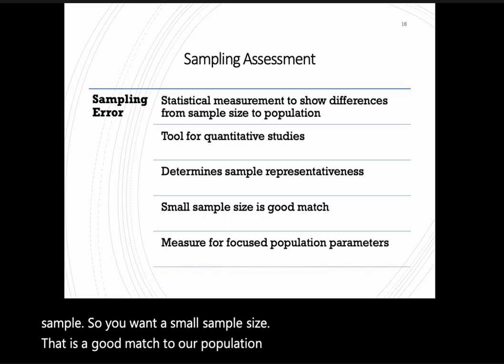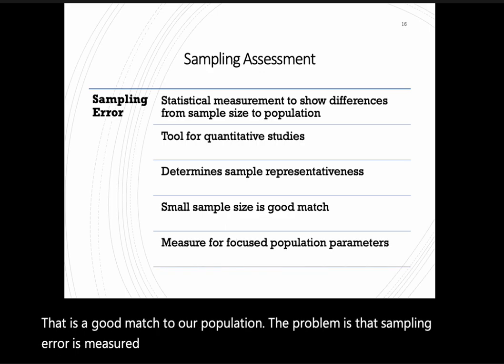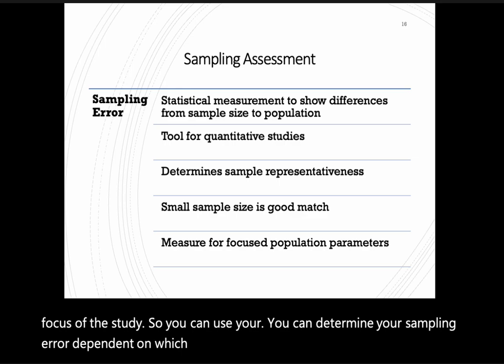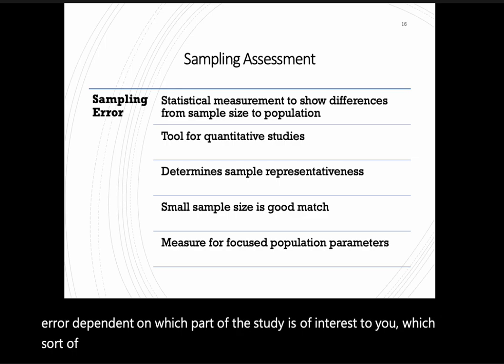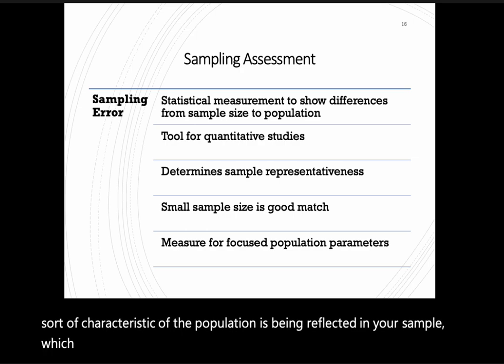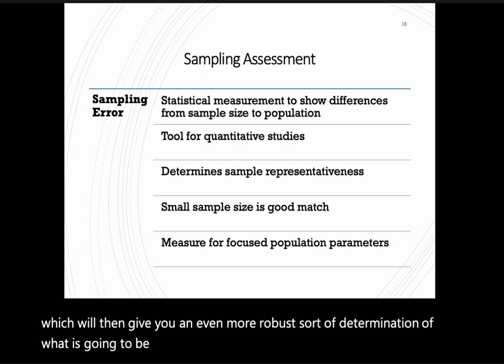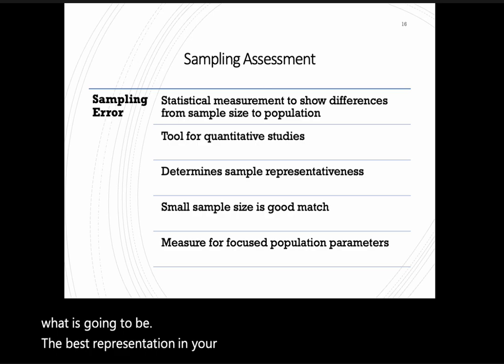The problem is that sampling error is measured for different parameters of the population that are the focus of the study. So you can determine your sampling error depending on which part of the study is of interest to you, which characteristic of the population is being reflected in your sample, which will then give you an even more robust determination of what is going to be the best representation in your sample.